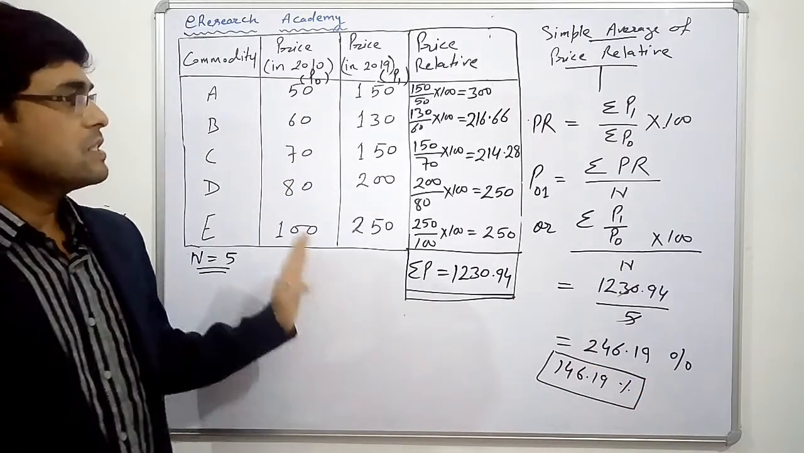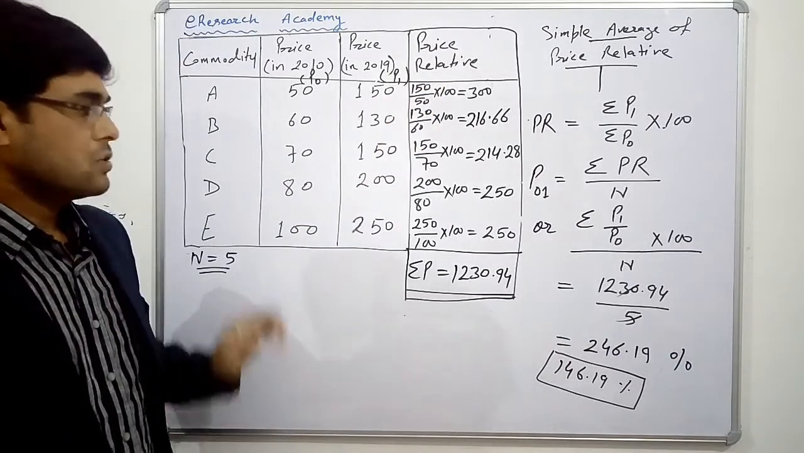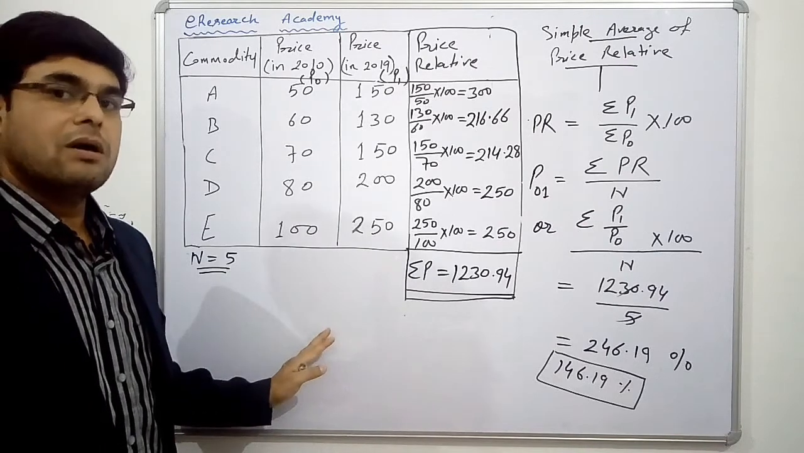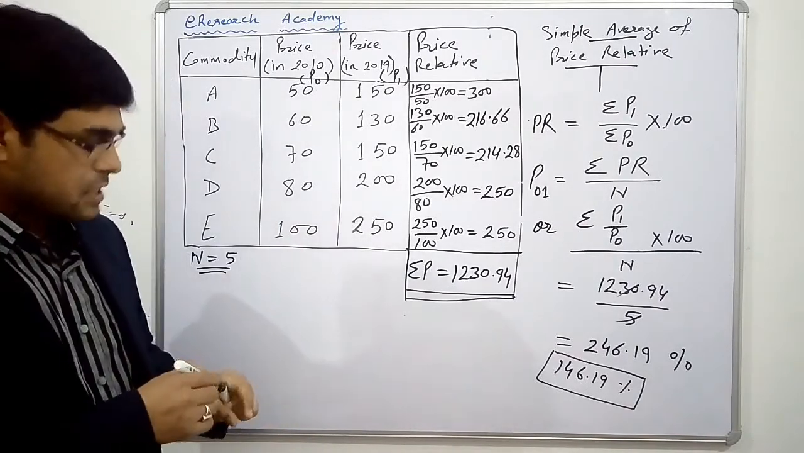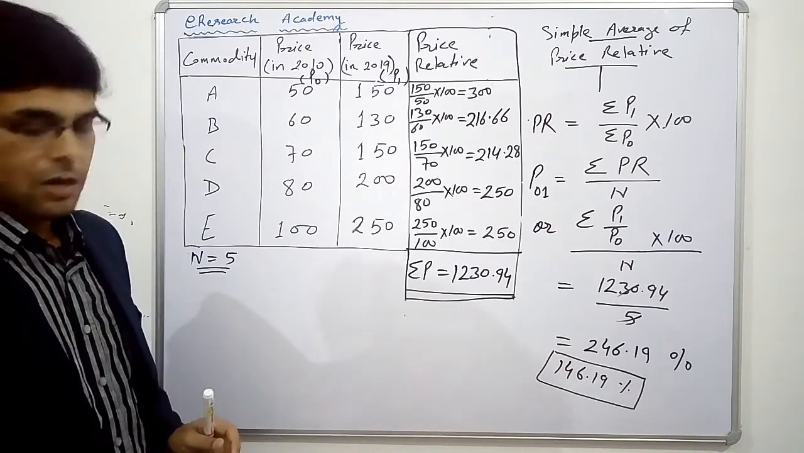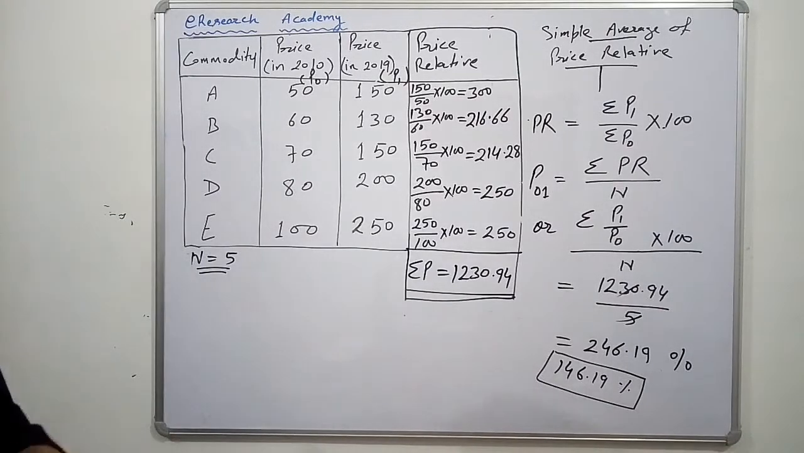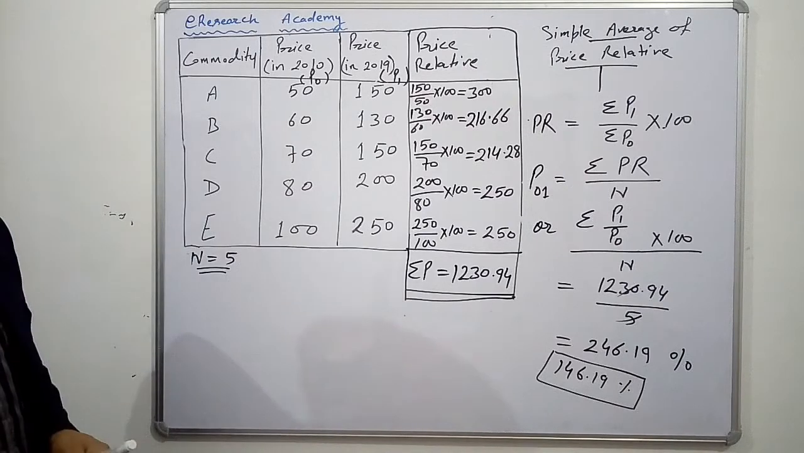So friends, this was the method of simple average of price relative. Next we have the log method, or you can say the geometric mean method. In the same question we will try to find the answer by the logarithm method. Please note it down or take a screenshot of this calculation.